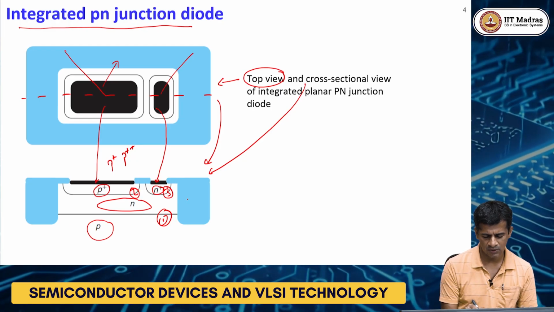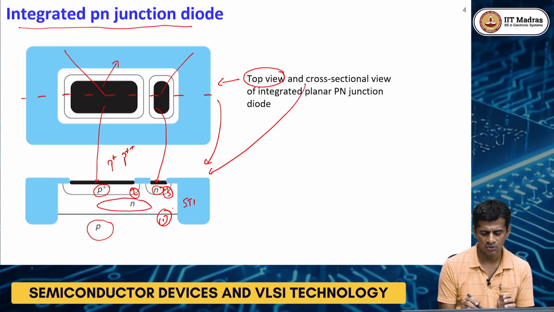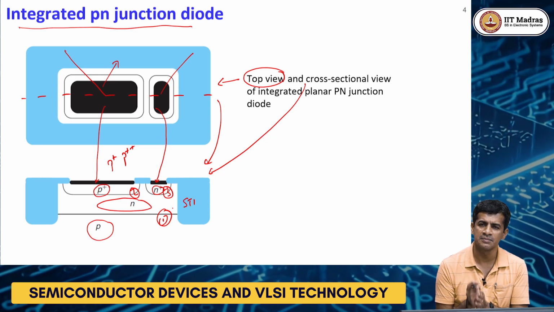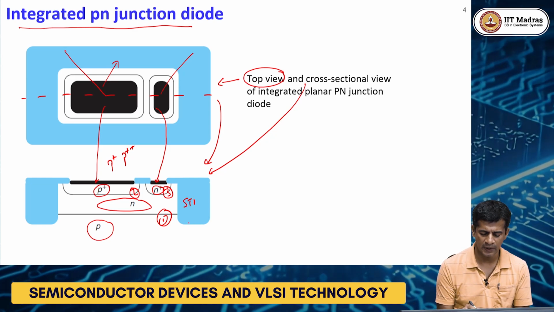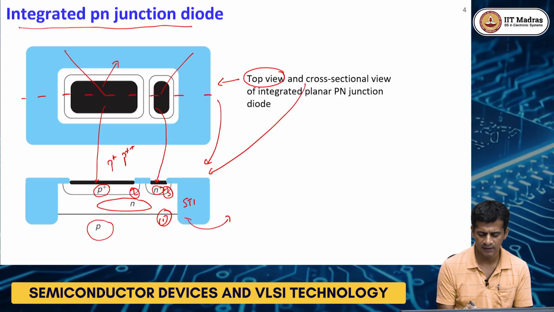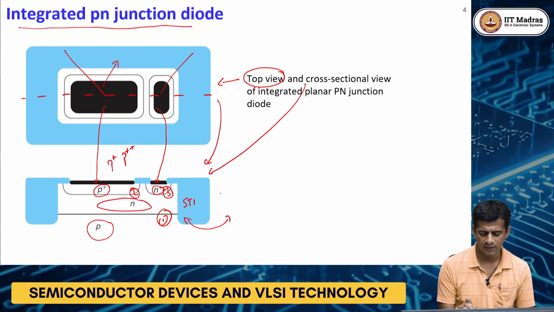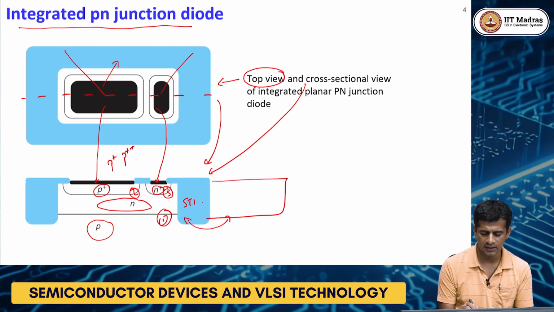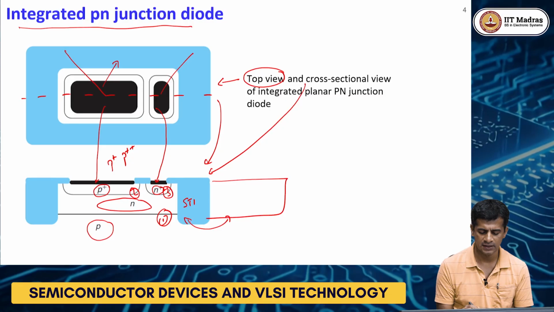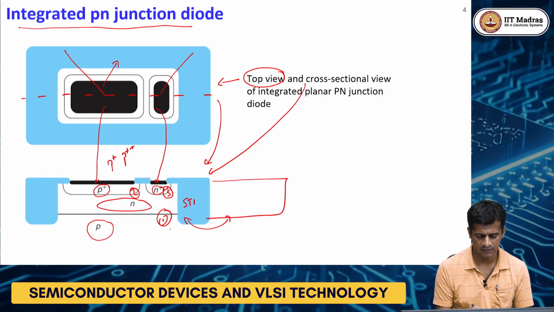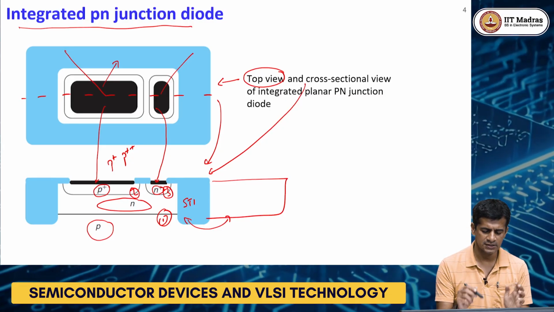So these structures are shallow trench isolation. On an integrated chip, you have many devices, so you need to provide isolation. This we will see later in the course when we discuss VLSI technology. This is to isolate, because there could be another device here. So that is to isolate between these devices. That is the purpose of this shallow trench isolation. So this is very important.